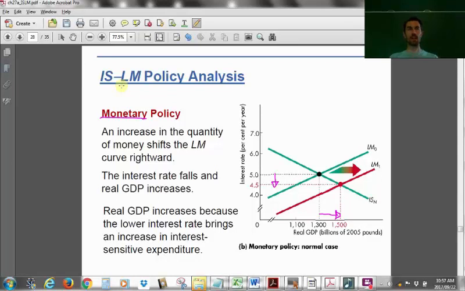Everyone happy with that discussion? Are you happy that if we had a contractionary monetary policy, the LM curve would shift to the left, output would decrease, interest rates would increase? Yeah? Cool.